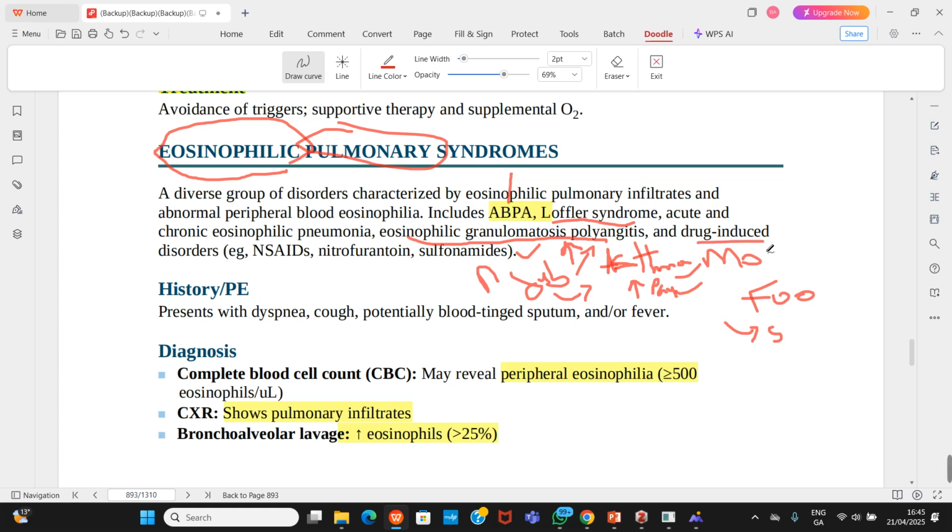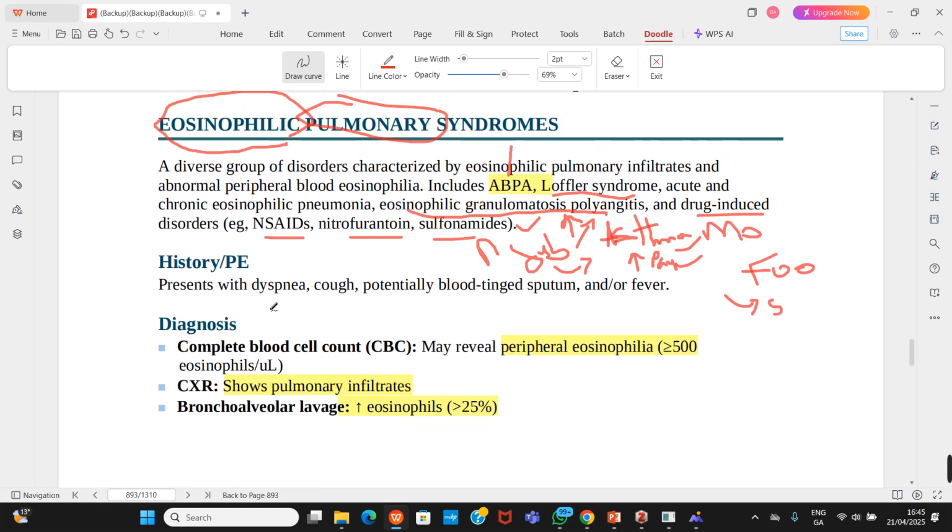So then drug-induced disorder, like people that get exposed to NSAIDs, nitrofurantoin, sulfonamide, they can also have all these things. So how will they present? They have dyspnea, cough, and blood tinged sputum or fever. They can have fever too. But you can see that this is not actually specific for anything. So you need to go further with the investigation. And just like somebody mentioned, what is common to all of them is the peripheral eosinophilia. You can say there's peripheral eosinophilia if the eosinophil count is more than 500.